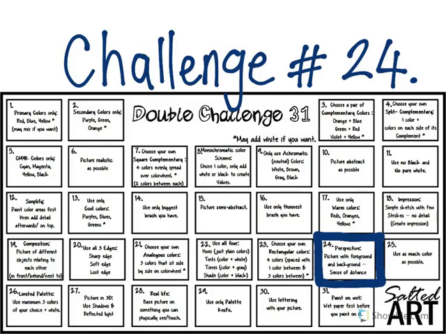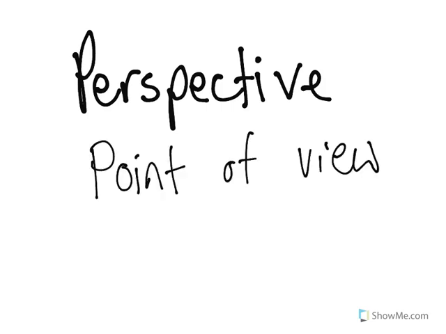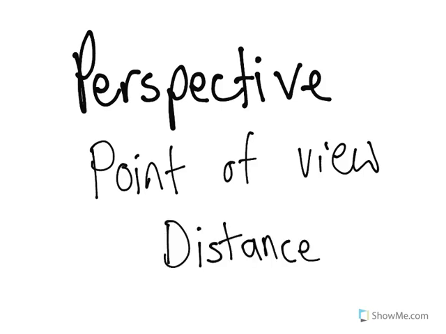Challenge number 24 is about perspective. Now there are different definitions of what perspective entails, but we will only focus on point of view. In other words, drawing objects that relate to each other according to distance. So something will be in the background, something in the foreground, and you will have a sense that something is further away and something is closer. And that is what we will try to do with this challenge.